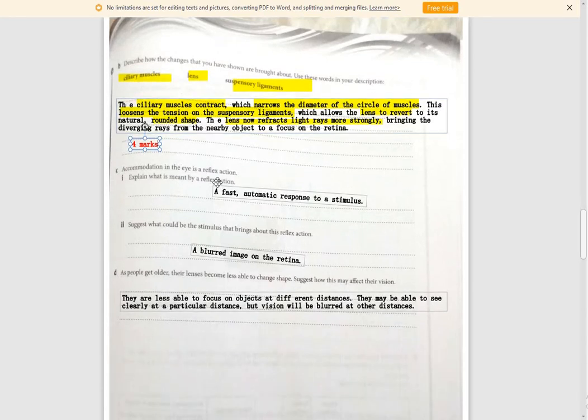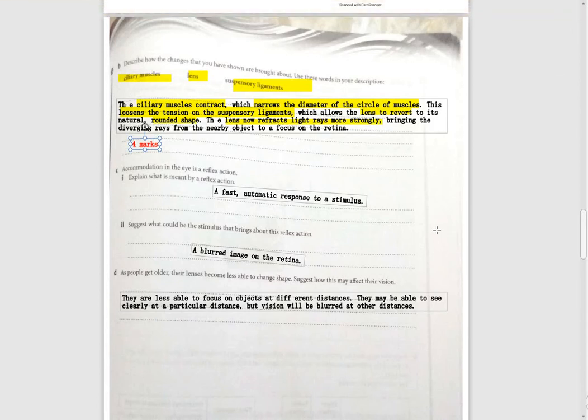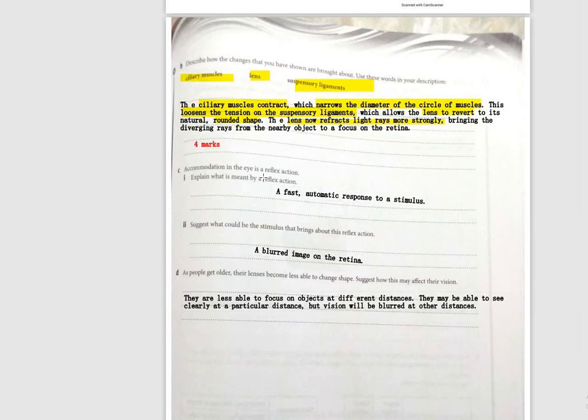Accommodation in the eye is a reflex action. So what is meant by reflex action? A fast automatic response. Basically, your brain doesn't have to be involved in this reflex action. There is actually involvement of your brain sending the impulse, but it's done so quick that your body knows what has to be done. And that's always a response to a stimulus. That could be a light, a sharp object, anything. So what could be the stimulus that brings about this reflex action?